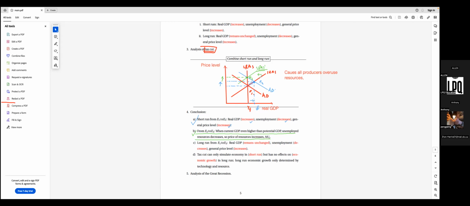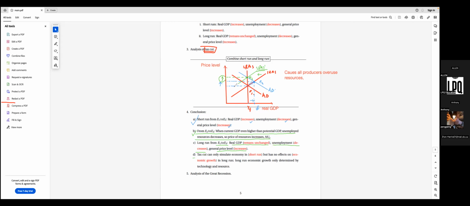So you shift the short-run AS to the left to reduce the quantity you produce, to go back to the normal level of GDP. But pay attention here. By shifting short-run AS to the left, the only thing that changes is that the price level increases. Because if you compare E number one to E number three, real GDP actually remains unchanged, the unemployment rate remains unchanged, but the general price level has reached an even higher level.